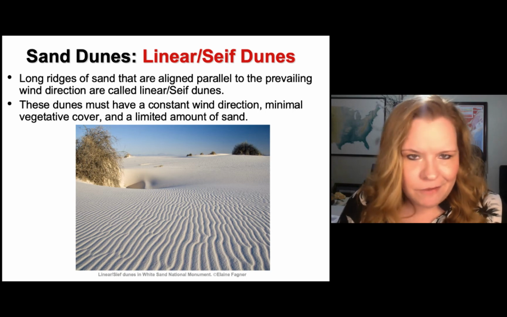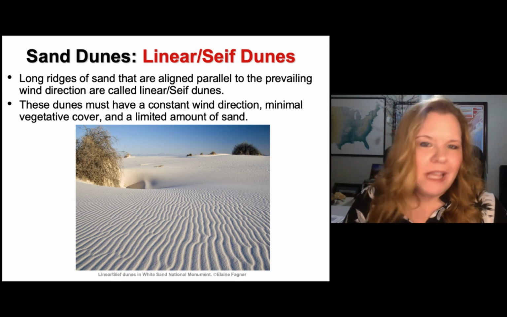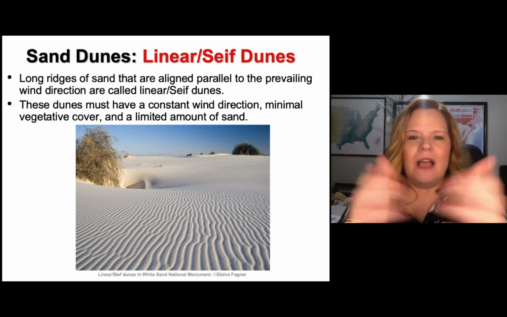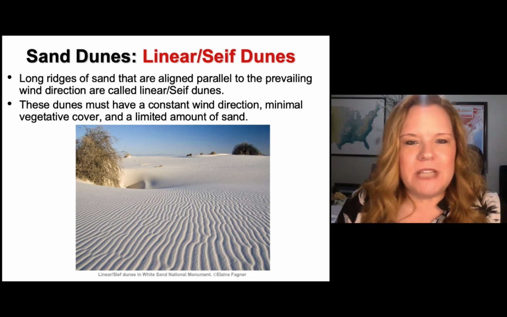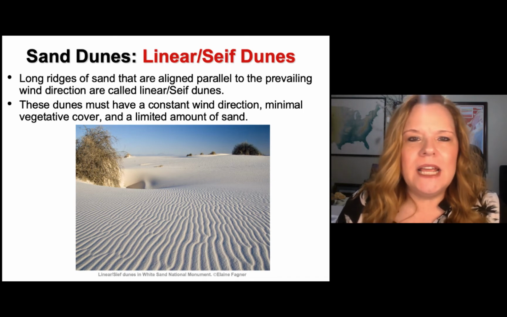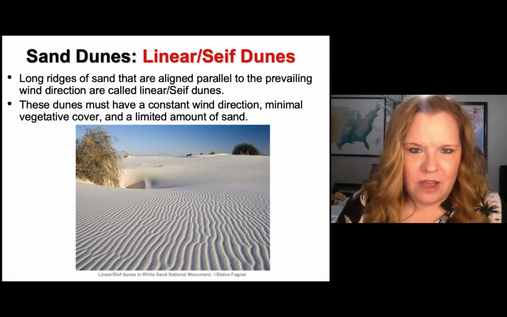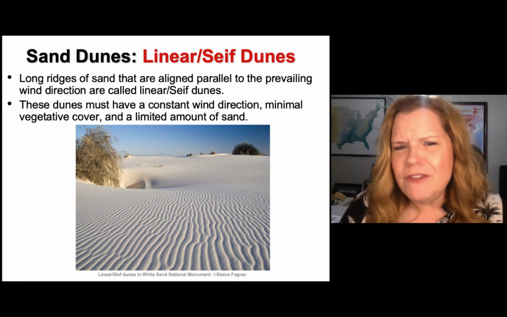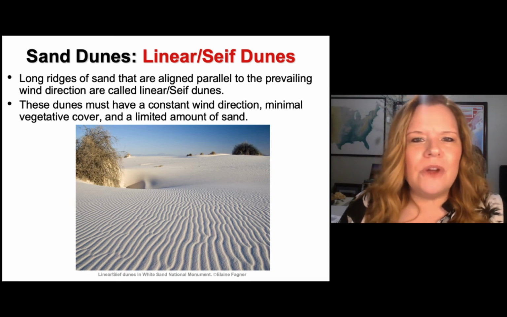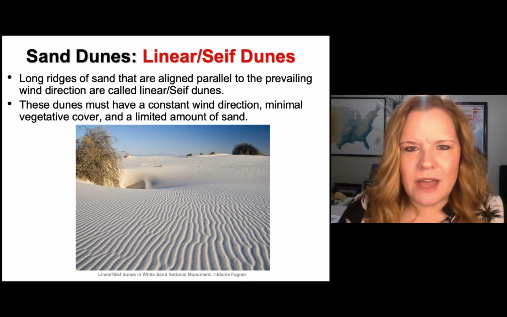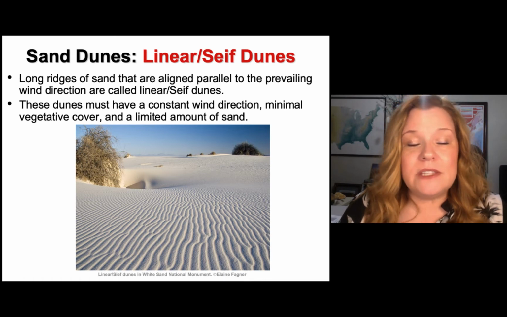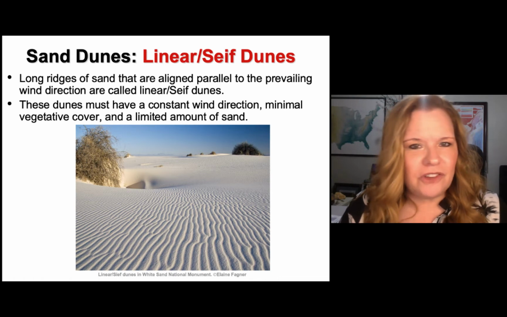I kind of like the name seif myself, but linear dunes are very easy to recognize because they have long parallel systems of sand that have been deposited one ripple after another. And they come and develop because you have a very consistent wind direction. You don't have nearly as much sand as you would for the last type, transverse, and you have very limited vegetation. This is White Sands National Monument in New Mexico, and the sand is just beautiful.